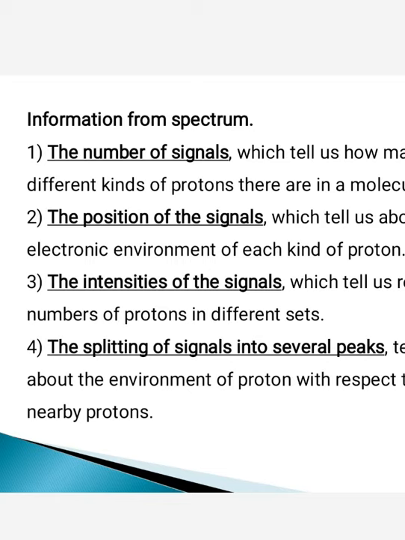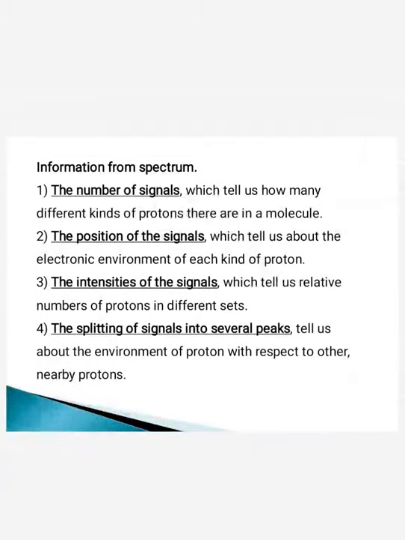If our sample compound gives its spectrum in the region 6.5 to 8, it clearly indicates that aromatic protons are present in our compound. The third information is the intensity of the signal. The height of the signal gives an idea about the number of protons of that particular type. And the last point is the splitting of the signal into several peaks. It gives an idea about the environment of a proton with respect to other nearby protons, the neighboring protons.